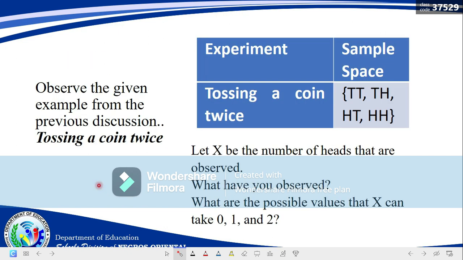So let's have an example. Observe the given example from the previous discussion, tossing a coin twice. This is the experiment that we're going to do, and this is our sample space: TT, TH, HT, and HH. Let x be the number of heads that are observed. What are the possible values that x can take? 0, 1, and 2.